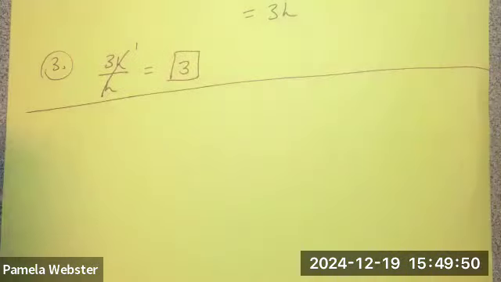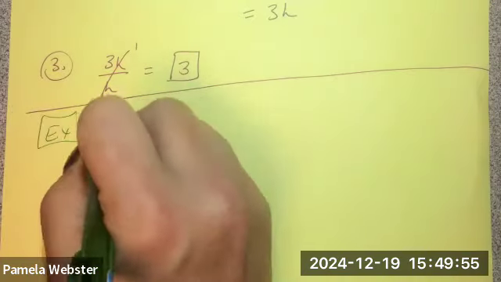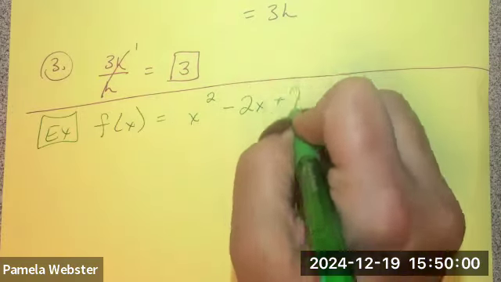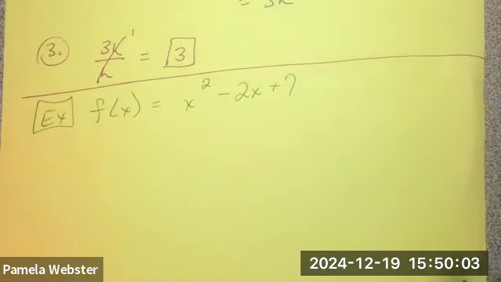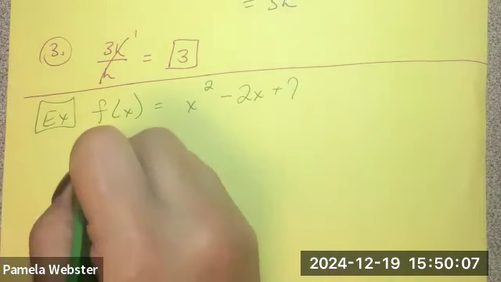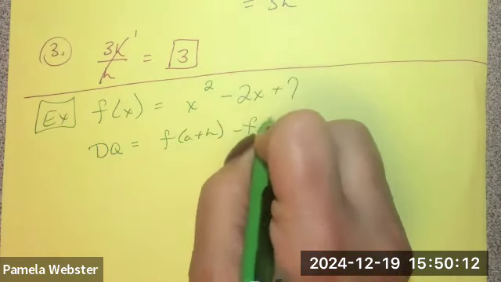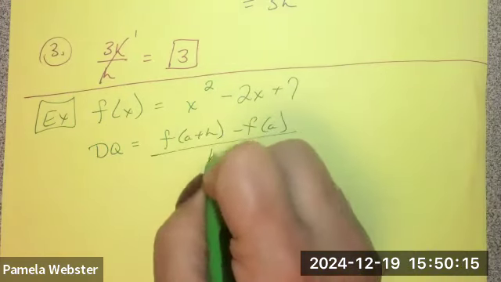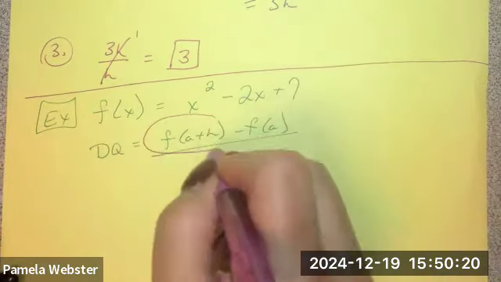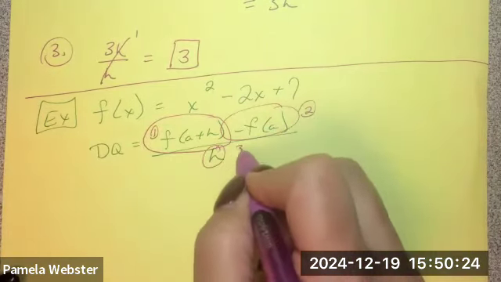Your next example is f of x equals x squared minus 2x plus 7. Okay, so x squared minus 2x plus 7. And we're going to do the same thing. We're going to find the difference quotient. Okay, f of a plus h minus f of a all over h. Okay, and again, the first step here is doing this f of a plus h thing. That's the second step. This is the third step.